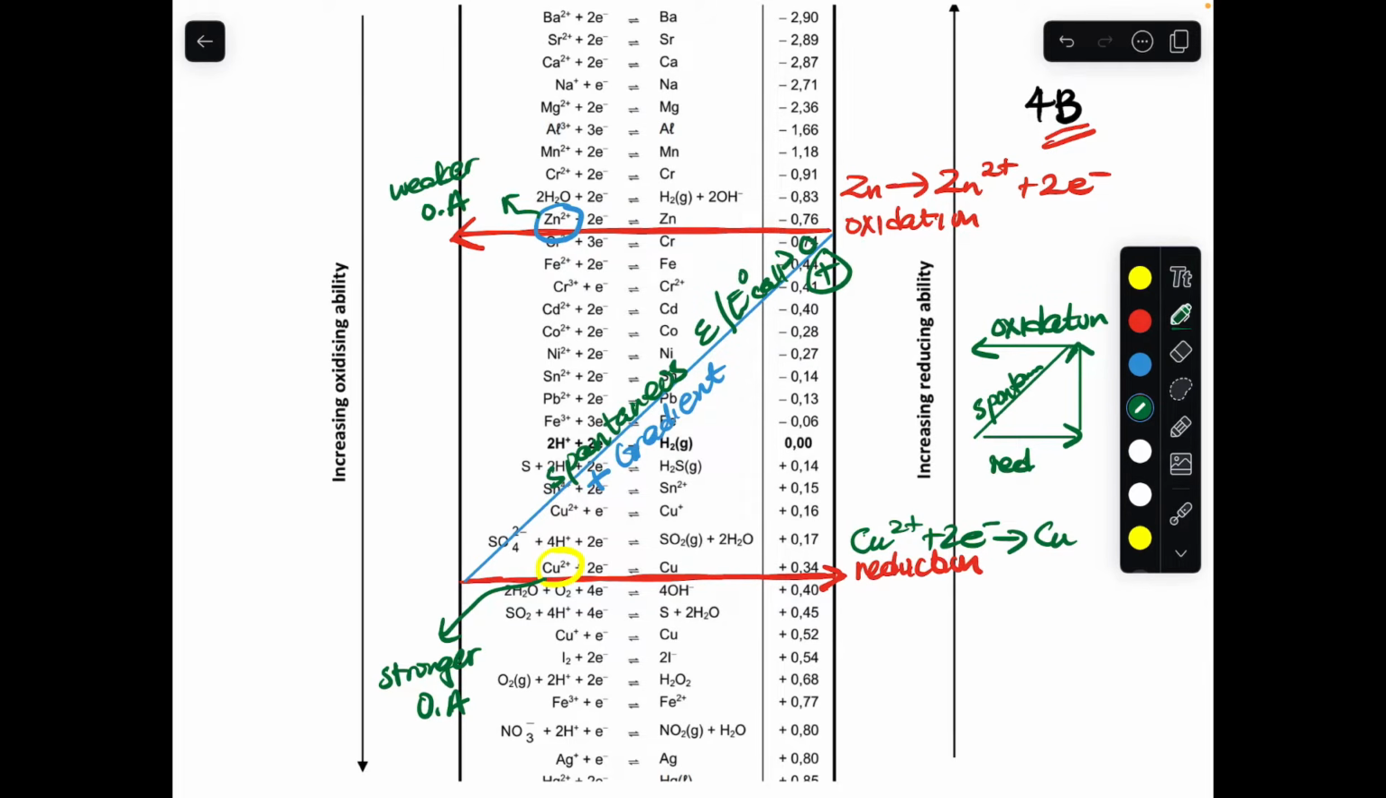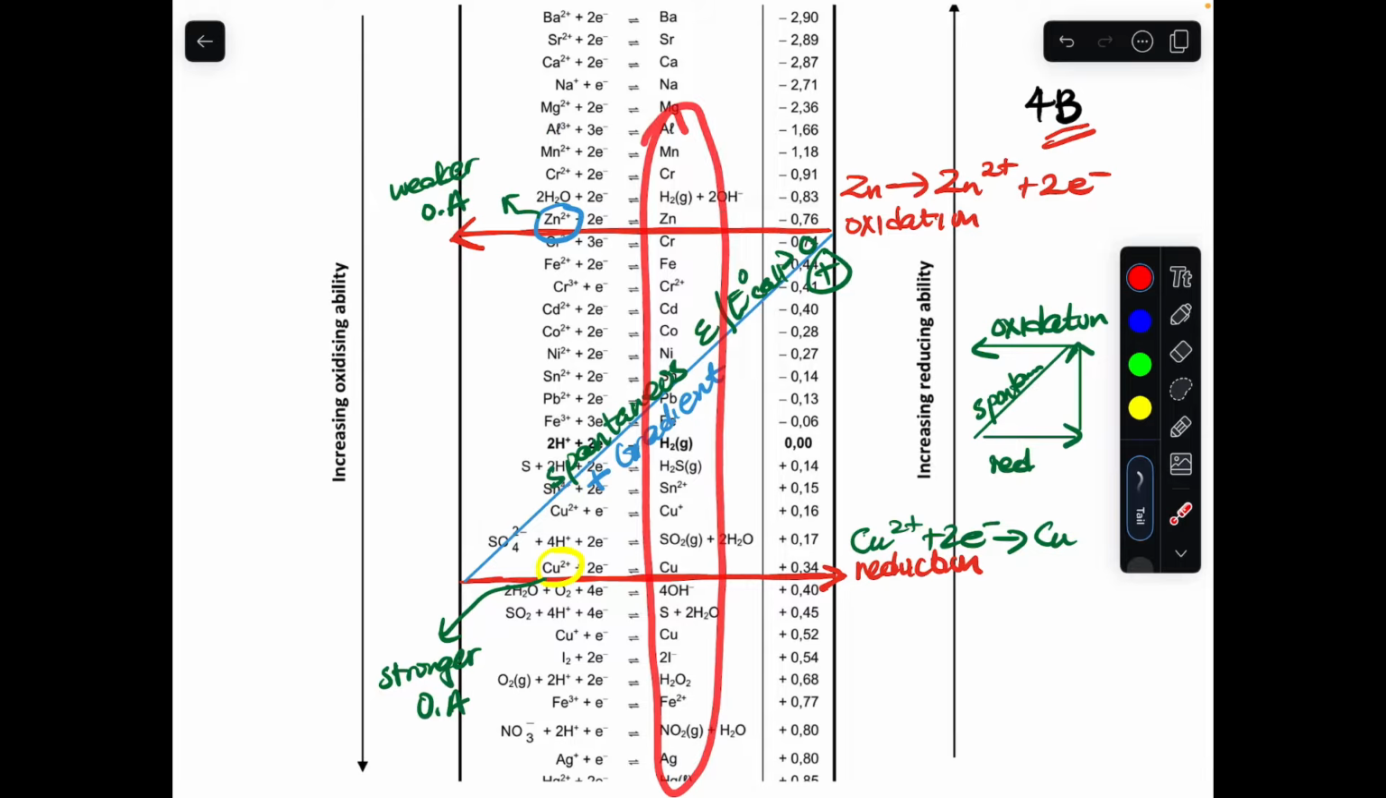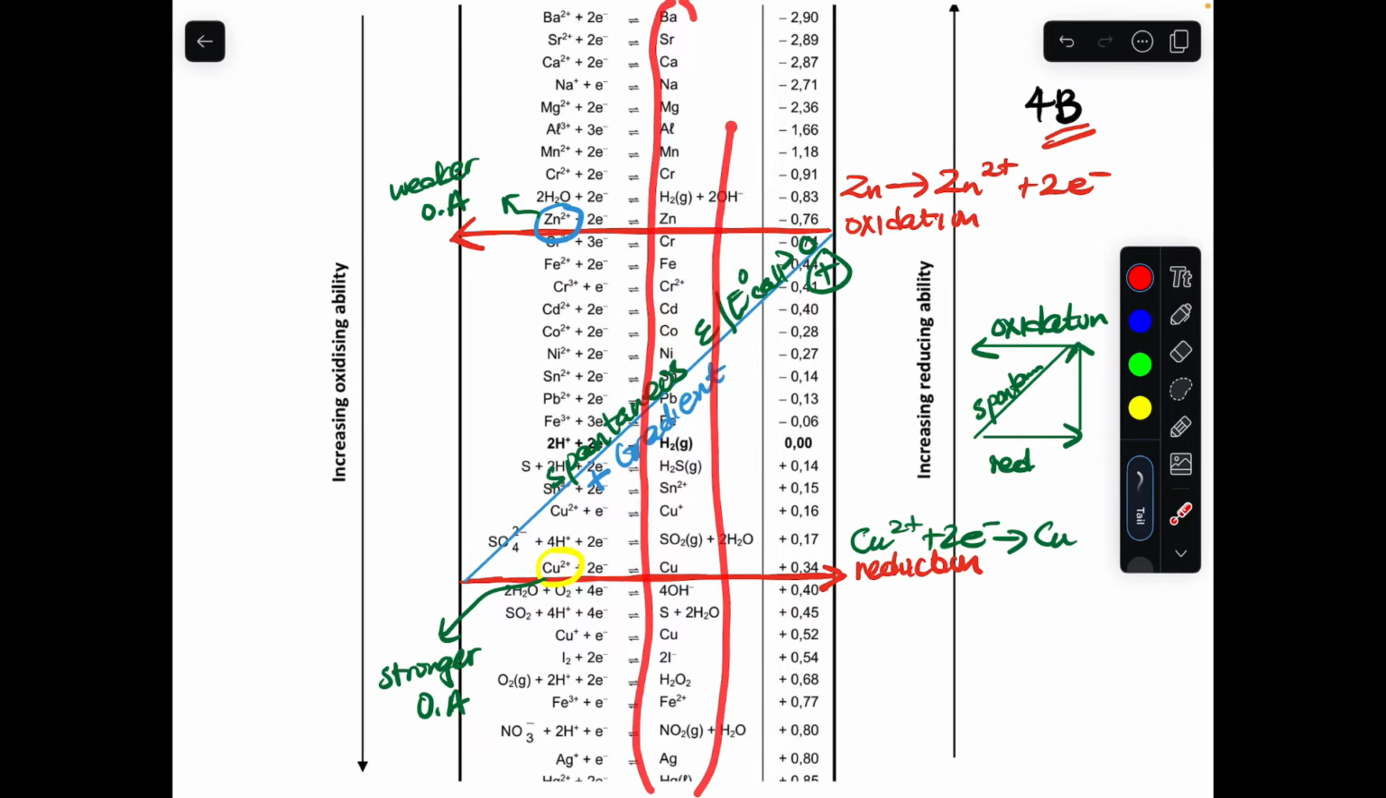So guys, if you look at this side again, there's an arrow on the right hand side that is going up. It says increasing reducing ability. The reducing ability is the one that loses the electrons. So the one that loses electrons is going to be this, right? So whenever you explain about the reducing ability, we're going to refer to those ones.